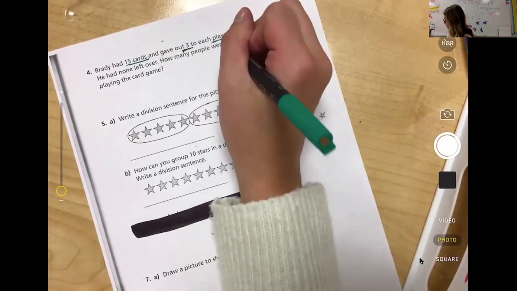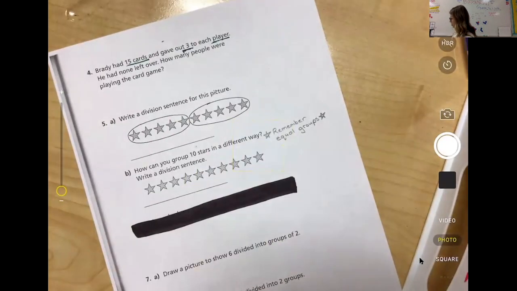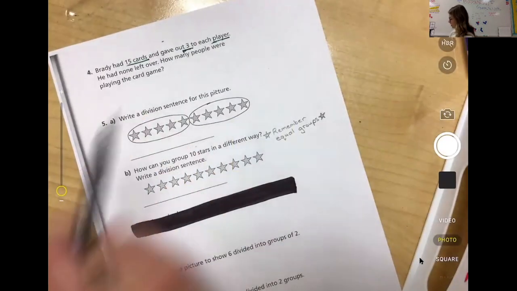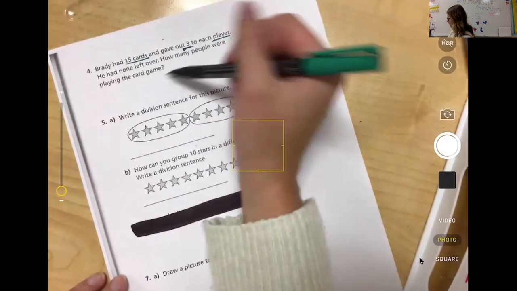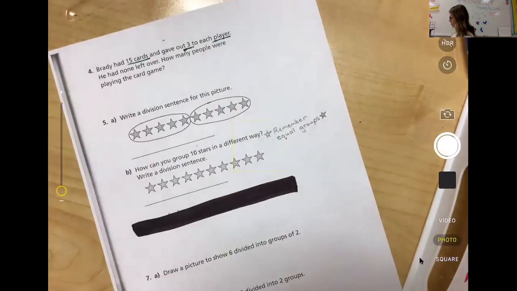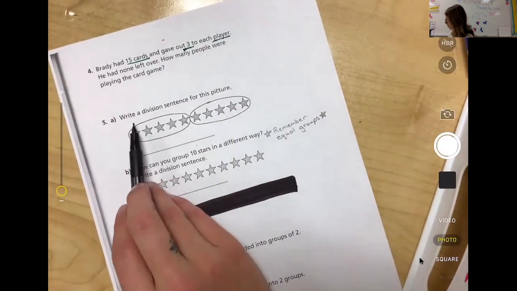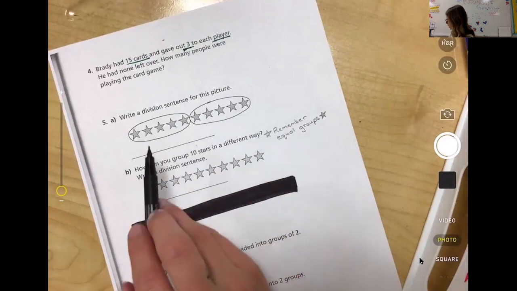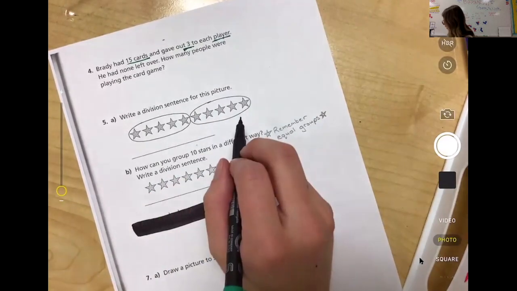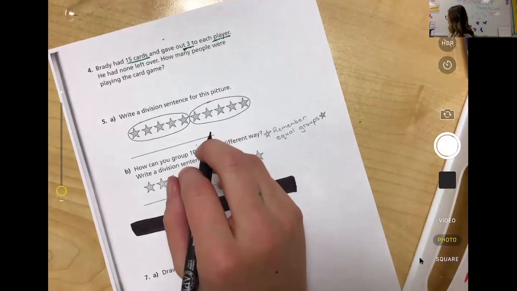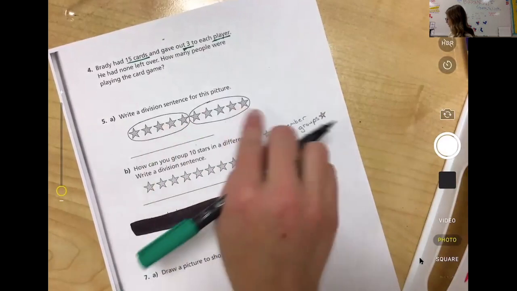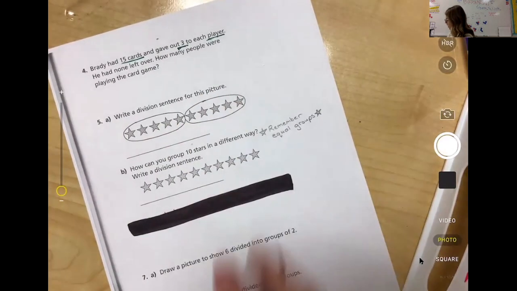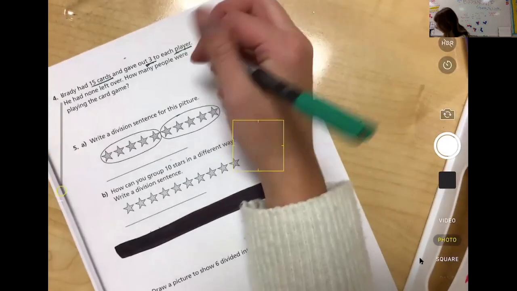You're trying to figure out how many groups. The players are the groups. So 15 cards, 3 to each player. So draw your 15 cards, circle your groups of 3. Then write a division sentence for this picture. Again, find your big all-together number, figure out how many are in each group, and then how many groups there are. So I'm just going to write that down right here.